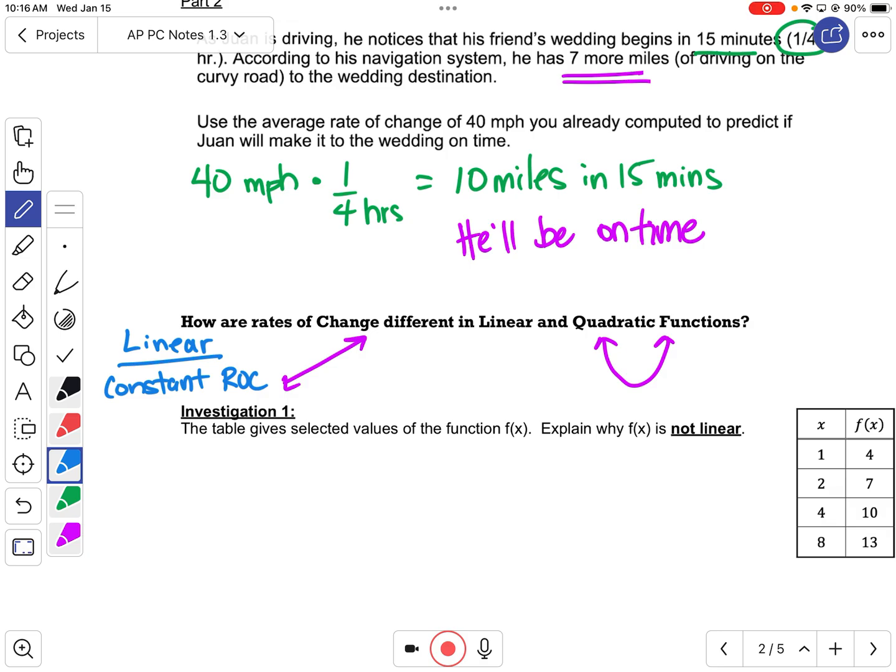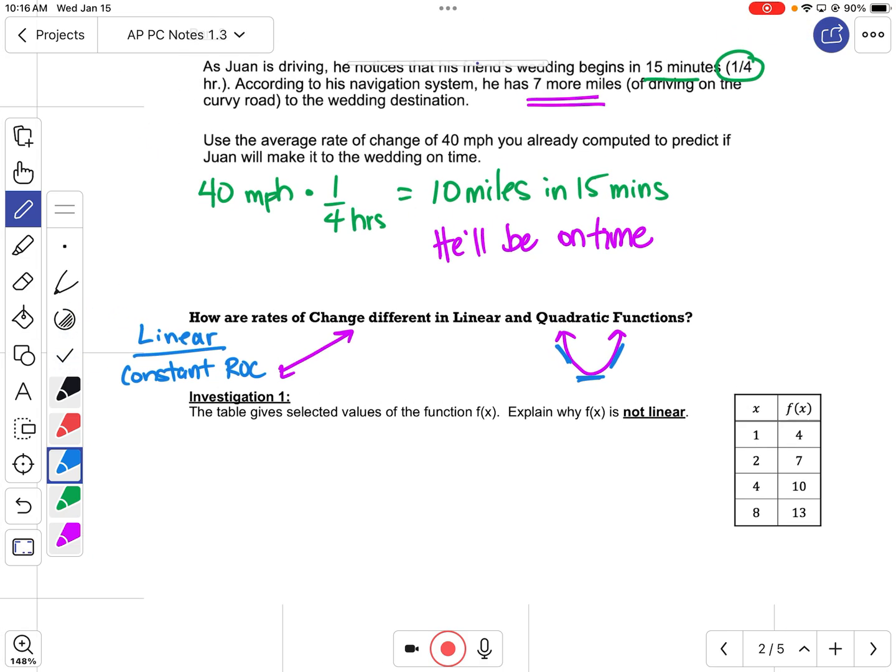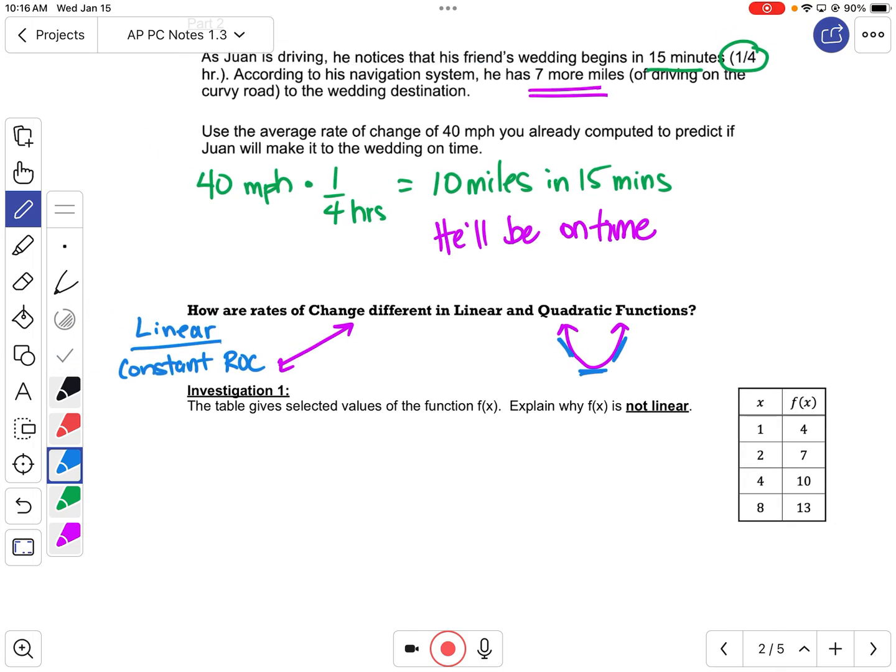If it's a quadratic, if it's a parabola, that's not going to happen. The slopes are going to be different. In fact, we could actually look at some of those tangent slopes and see real easily, yeah, it's negative, it's 0, it's positive. So the slope changes in a quadratic. Now I've got a table here for some function, and we want to explain why it's not linear. What's something we could test to see if it was linear?